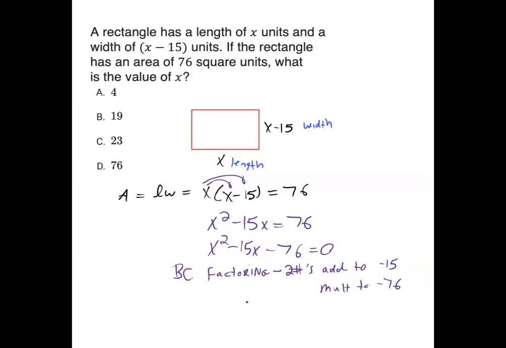By the way, if they multiply to a negative, it means they have opposite signs. And if they add to a negative, it means the bigger looking number is going to be the negative one in the tug of war between a positive and a negative number.